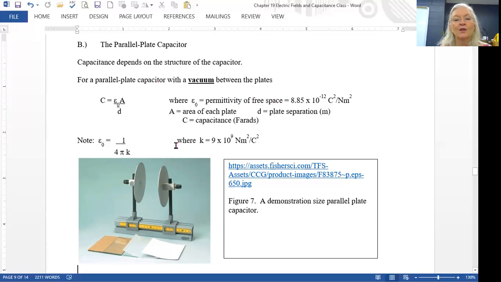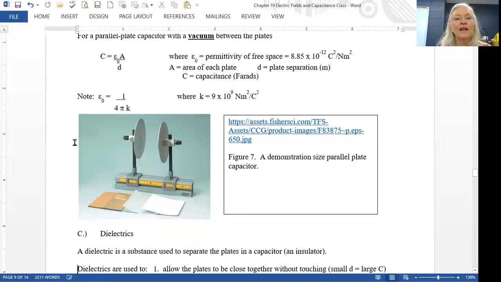So just like you didn't need to memorize little k, you don't need to remember epsilon naught. You look it up. All right, and little k and epsilon naught are related to each other by this equation, which again, you don't need to memorize.